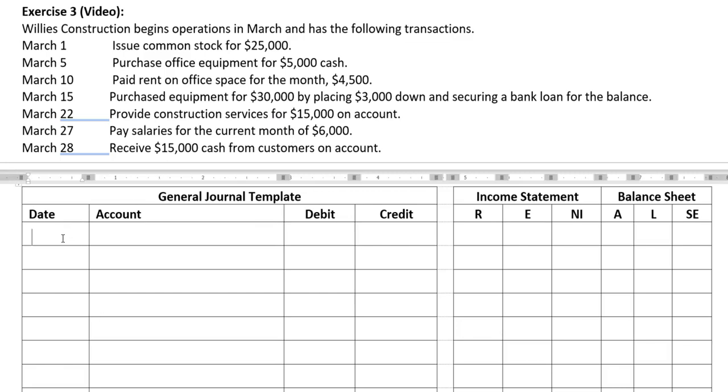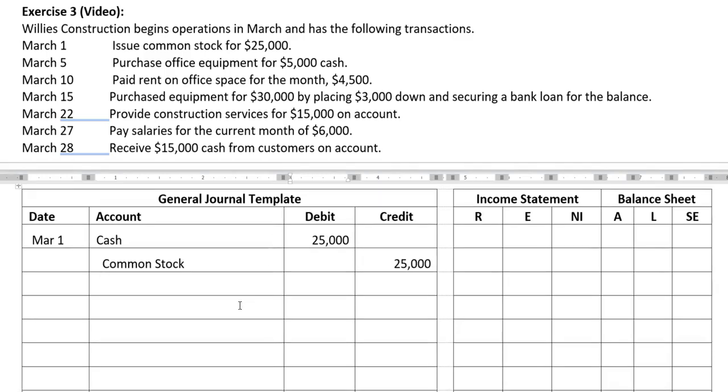Alright, so hopefully you paused and have this finished a little bit. So let's start with March 1st. On March 1st, it says that we issue common stock for $25,000. So again, what are the two things being impacted? One, common stock, that's what we're issuing. And two, we issued it for $25,000, so that means we would receive cash. So since cash is an asset and it's increasing, we're going to debit cash for the $25,000. And then we are going to credit our common stock for the same $25,000.